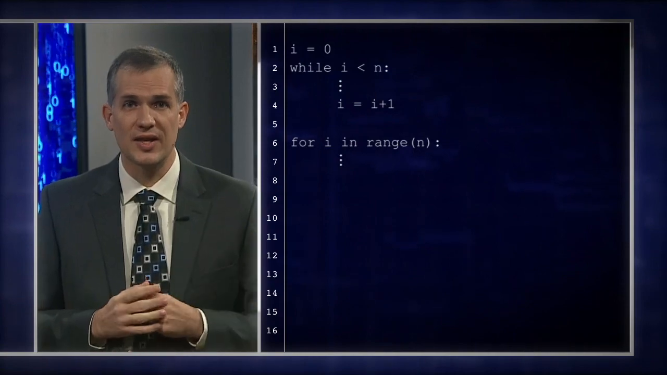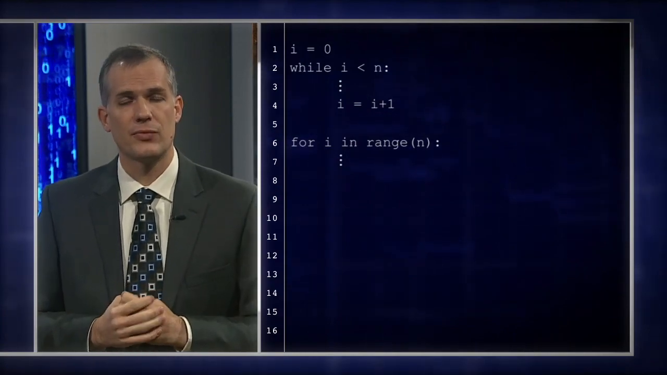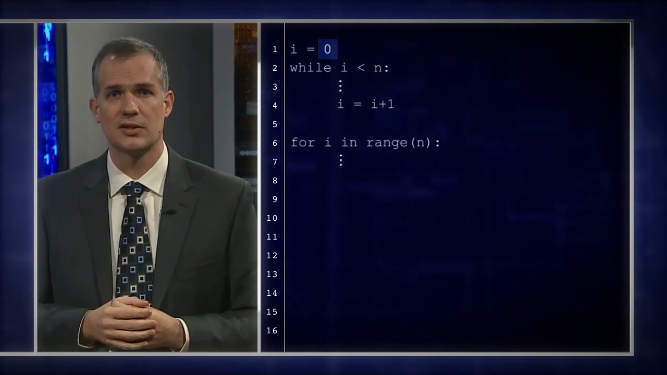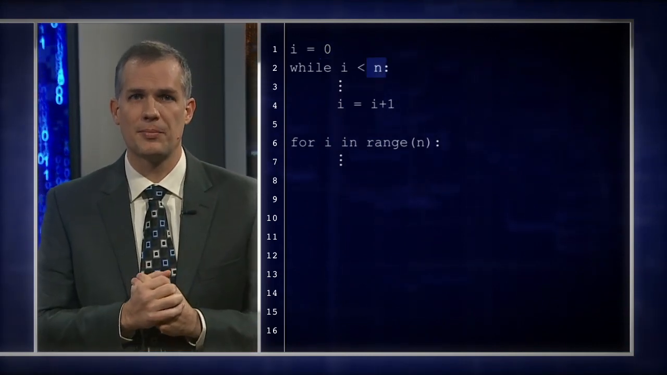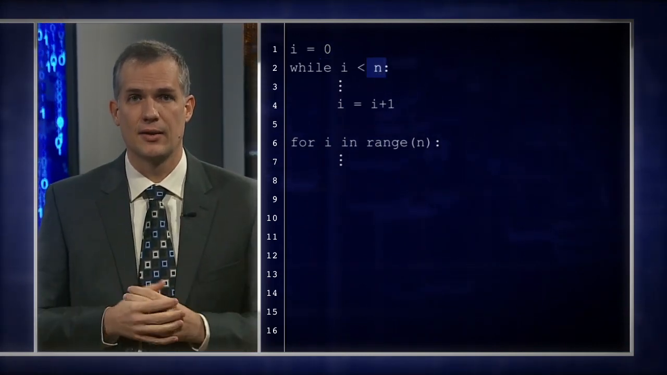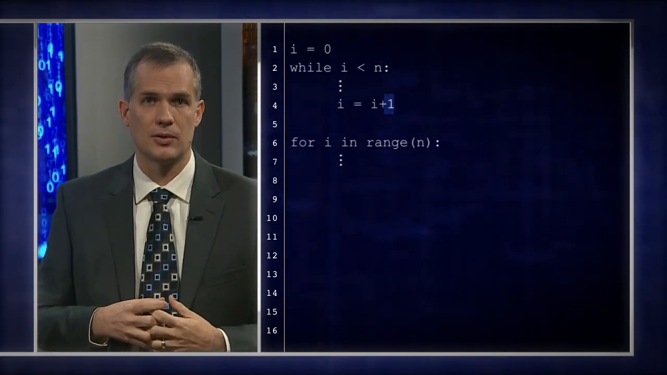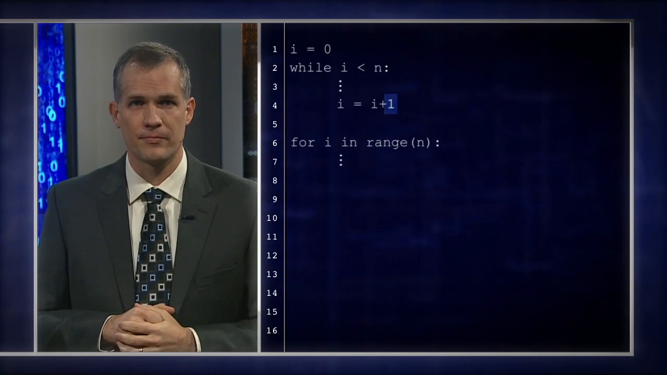Now, the range command actually gives us a little more control. Let's look back at our while statement. There are actually 3 things we can vary in the statement. First, there's the starting value, which is 0 in this case. Then there's the number that we're comparing to, which is n. And finally, there's the amount we increment by every step, which in this case is 1.